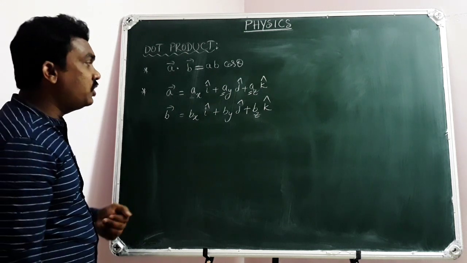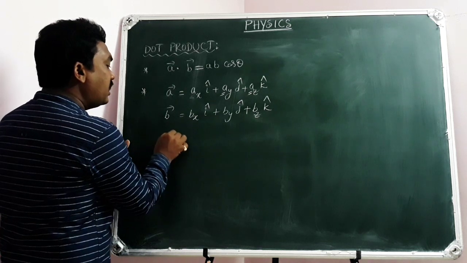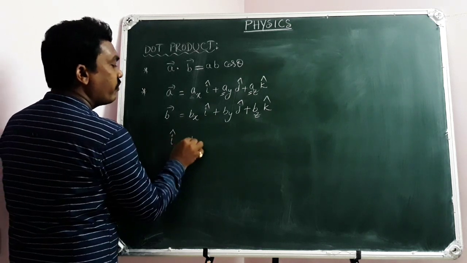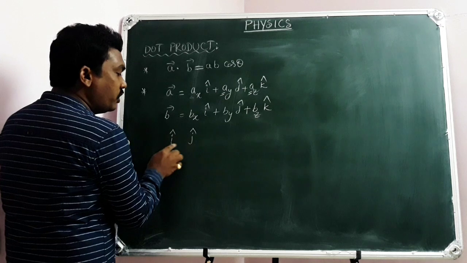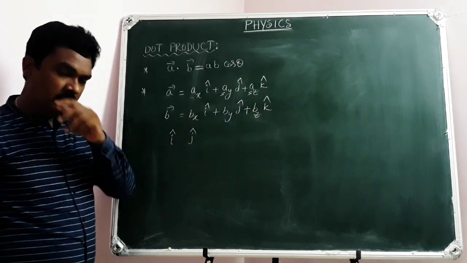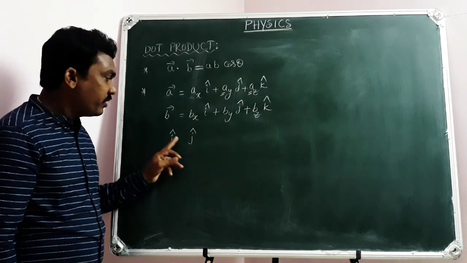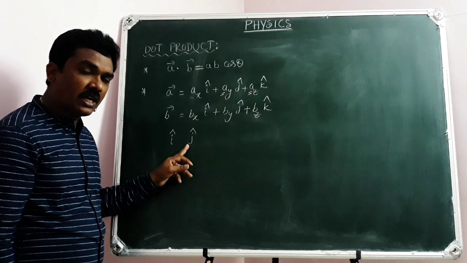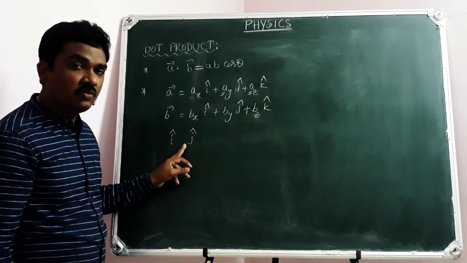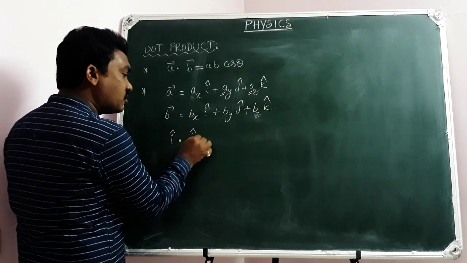To know that, first you should realize that i cap and j cap are two unit vectors which are directed along the coordinate axes. i cap is the unit vector along the x axis, j cap is the unit vector along the y axis, which are perpendicular, so that their dot product will be 0.